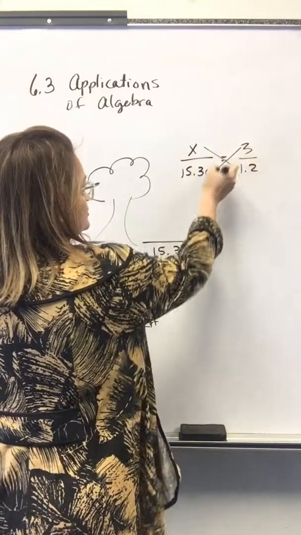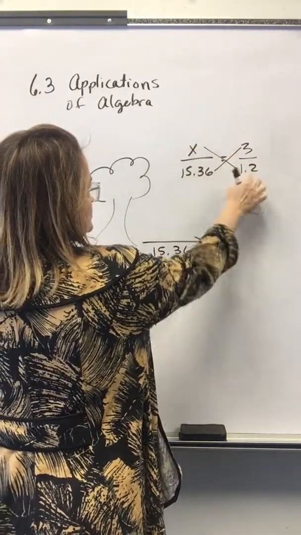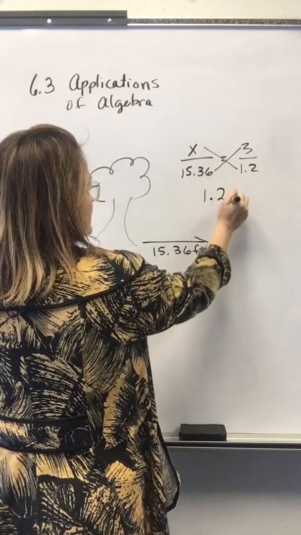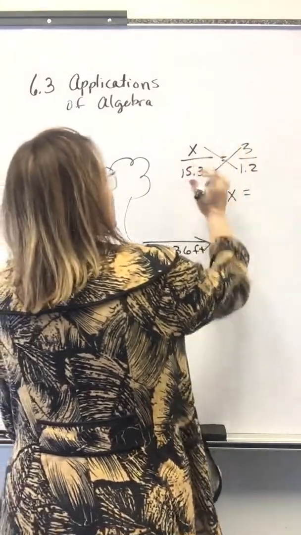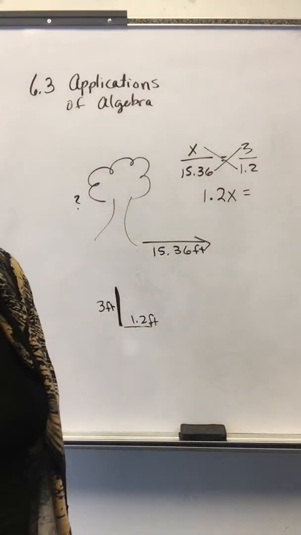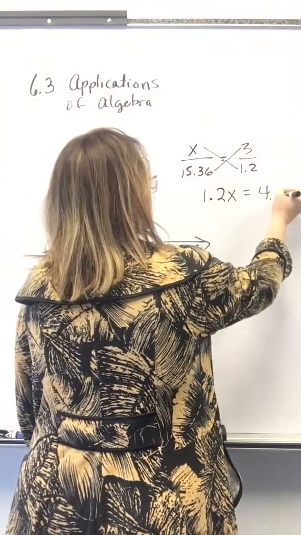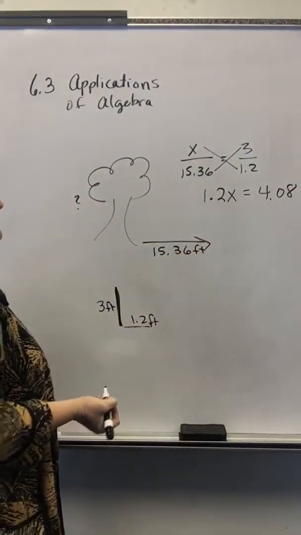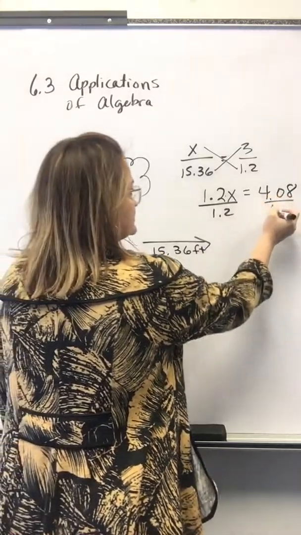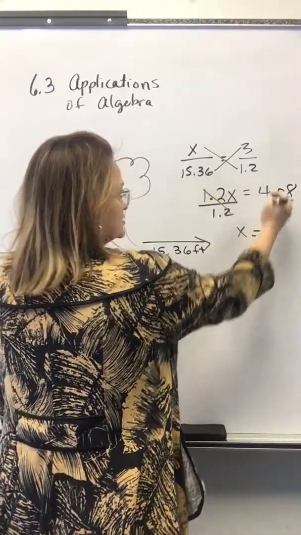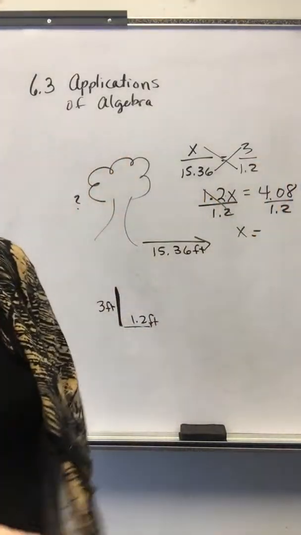We can cross multiply and say x times 1.2, 1.2x, there's an understood little times sign between those. And then 3 times 15.36, let's see, I did that on your paper, it's 4.08. Then you always divide by what's on your variable. This 1.2, we divide to each side. Punch that on your calculator or do it by hand if you like.